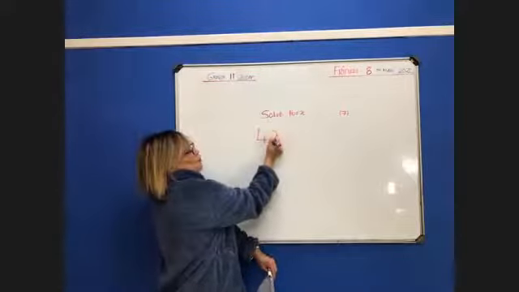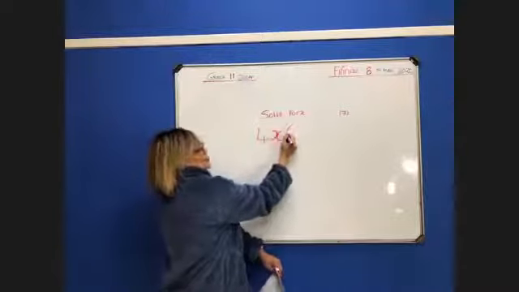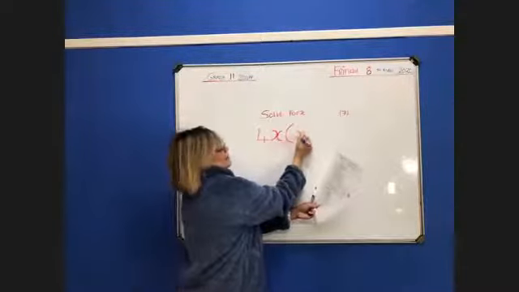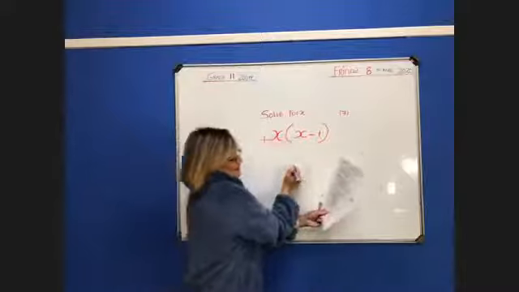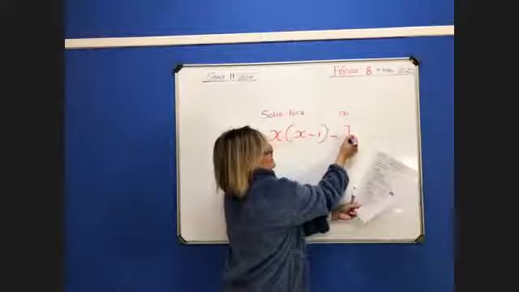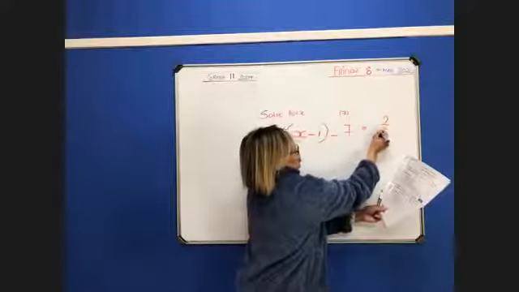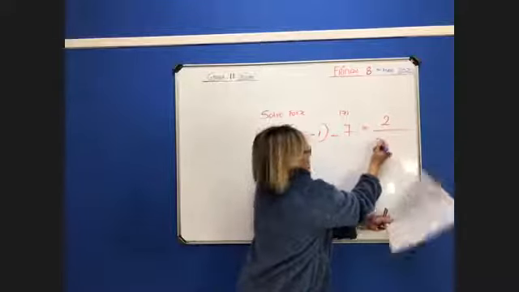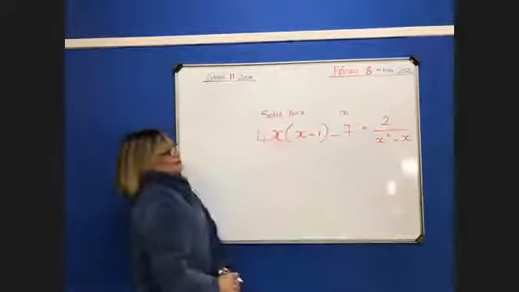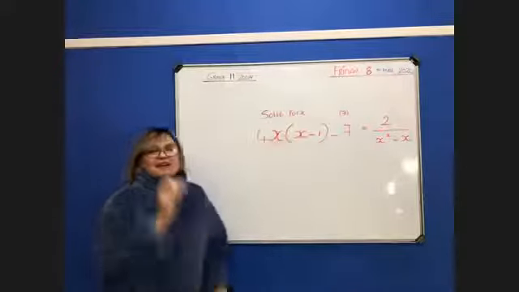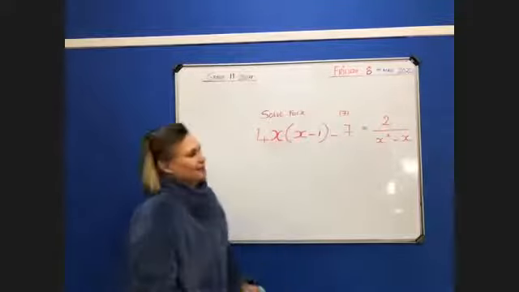It goes 4x, that's an x. Then it goes bracket, x minus 1, close bracket, minus 7 equals 2 over x squared minus x. Okay, an invisible onion for who can tell me what's the first step I do, guys?